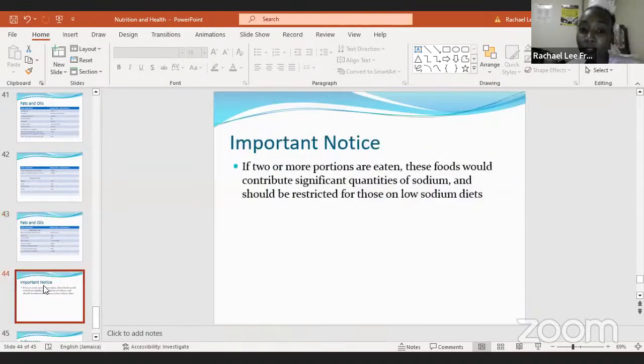And now this is an important notice. It says if 2 or more portions are eaten, these foods would contribute a significant quantity of sodium, which is the same as salty foods, and should be restricted for those on low sodium diets. So again, this would be relevant for persons who have high blood pressure, right? You would definitely need to pay attention to the portion size here, because most of these foods are actually high in sodium as well.